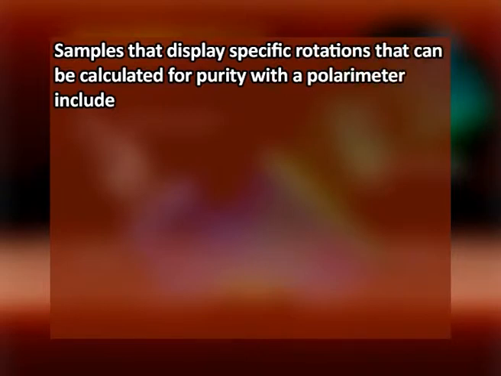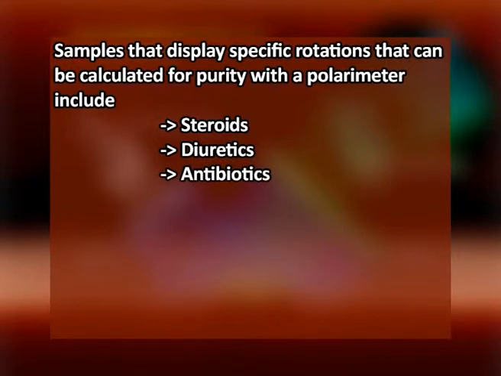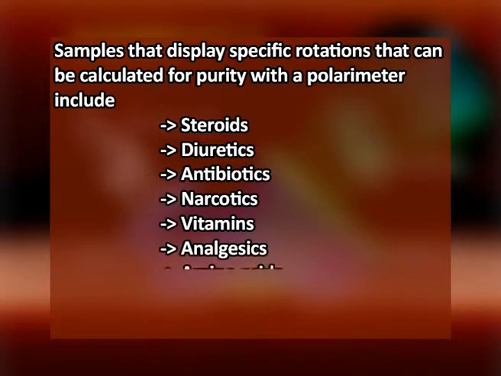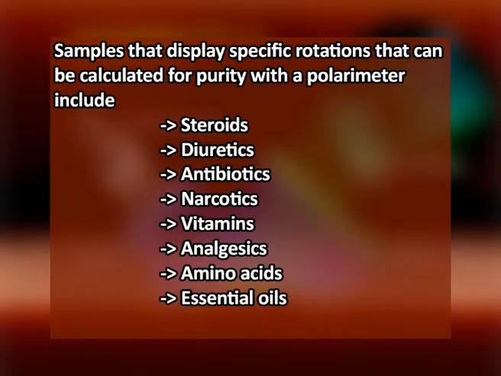Concentration and purity measurements are especially important to determine product or ingredient quality in the food and beverage and pharmaceutical industries. Samples that display specific rotation that can be calculated for purity with a polarimeter include steroids, diuretics, antibiotics, narcotics, vitamins, analgesics, amino acids, essential oils and polymers.